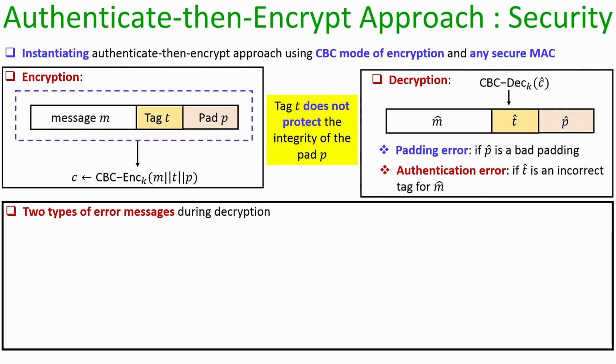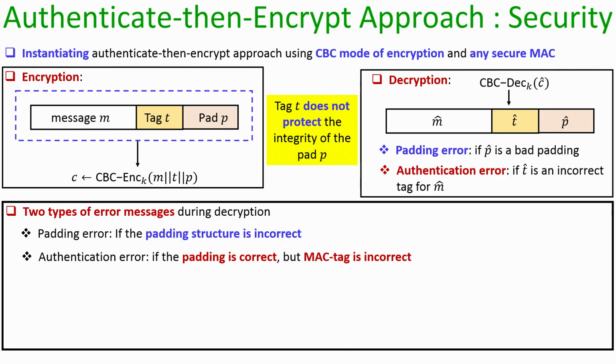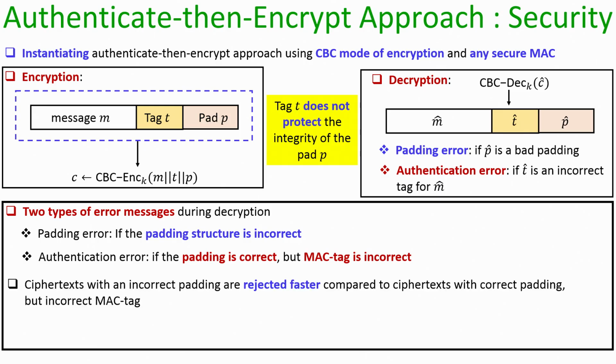Also, you can see here that two types of error messages are thrown during the decryption. The padding error is first issued if the padding itself is incorrect, but if the padding is correct, then we further go and check whether the tag part is correct or not, and accordingly we throw an authentication error, right.